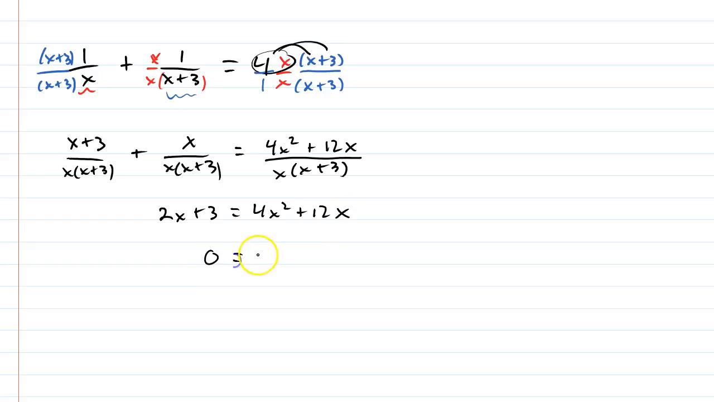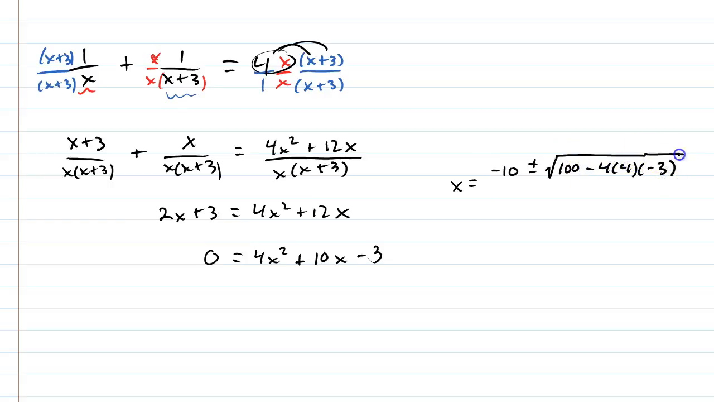Alright, I'm going to subtract everything to the other side. Now if I take away 2x on both sides, I get 10x, and then this is going to be a minus 3. Now for this example, we're not going to have nice factoring or a nice solving. This is just going to be using the quadratic equation. So we'll have negative 10 plus or minus the square root of b squared minus 4 times a times c, all over 2a, which is 8.